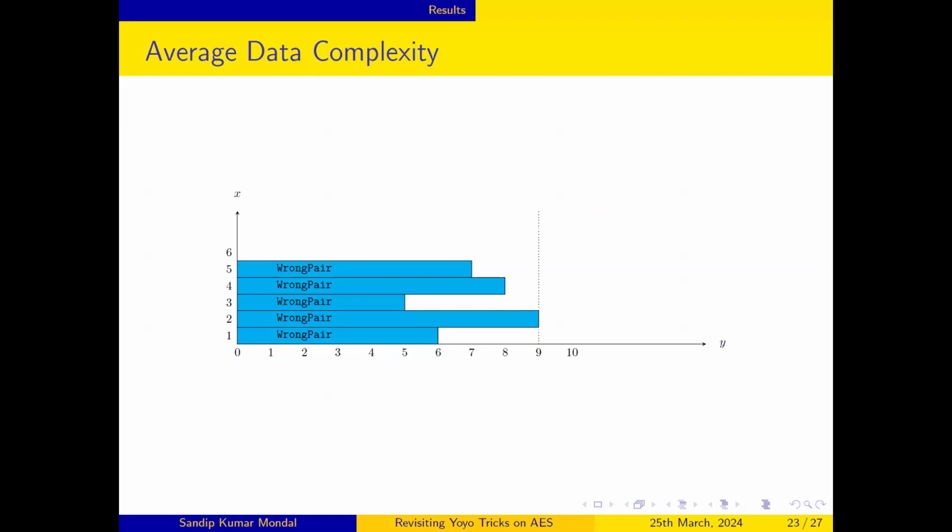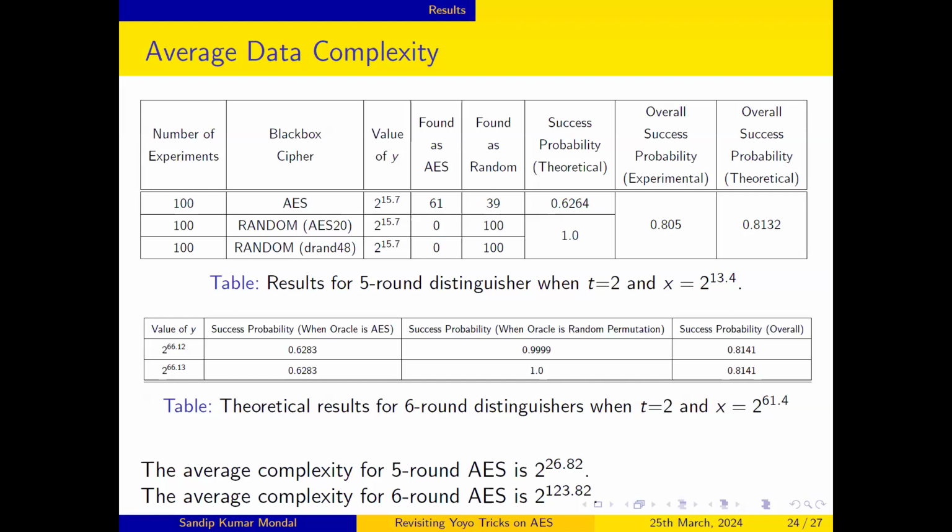So we find the actual average data complexity. Actually, when we eliminate all the wrong pairs, then the average data complexity is computed. So if we choose y as 9 in an example, then the average data complexity is calculated. Here we see that when y equals 2^15.7 and x equals 2^13.7, then all the wrong pairs are eliminated.